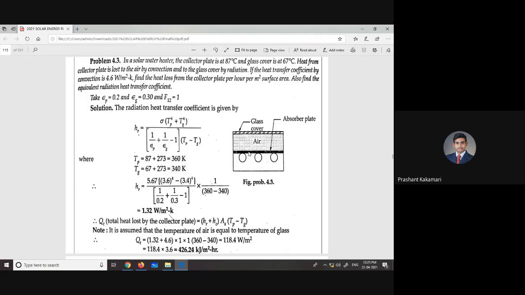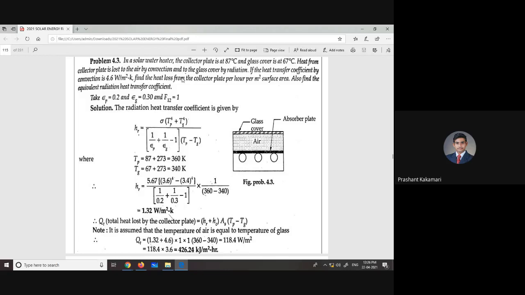From the collector plate means inside, the metal plate is going to lose the heat, is lost to the air by convection process. Here they have not mentioned any vacuum. They have taken air itself between the glass and absorber plate. If it is vacuum, then the collector efficiency will be very high. But maintaining a vacuum is also very difficult. That's why nowadays evacuated tubes are coming into picture.